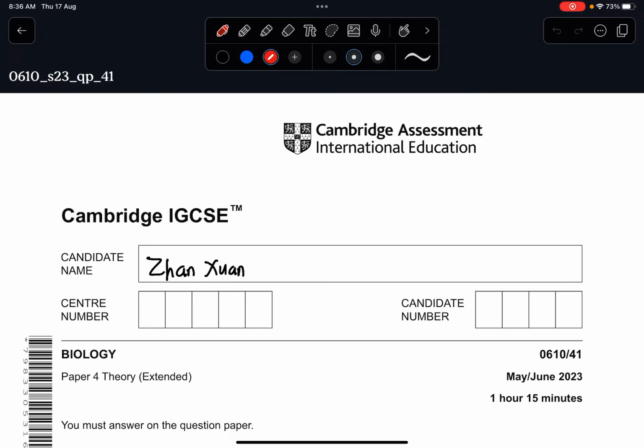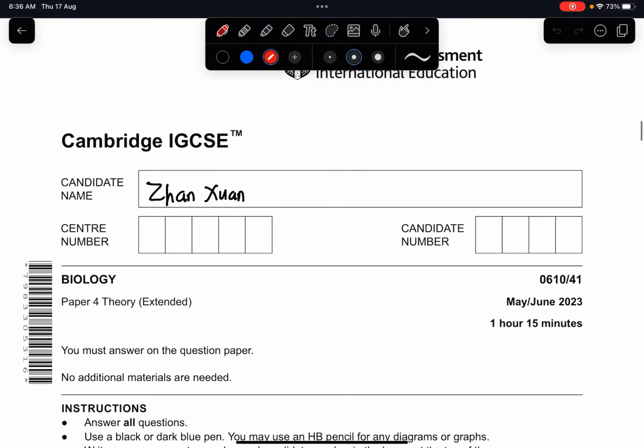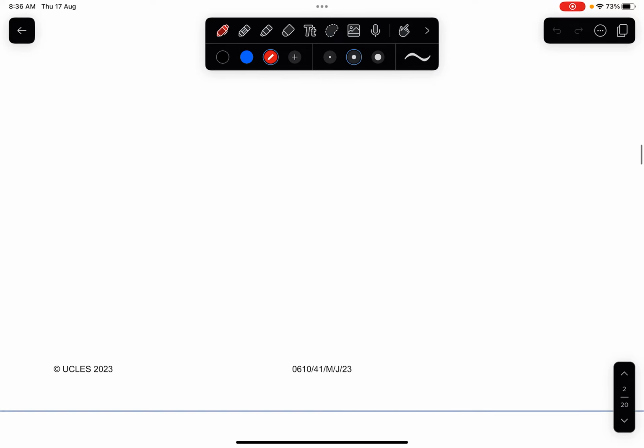So June 2023 is over, and today we have a paper that we can discuss, which is the 0610/41 May-June 2023. This is the Paper 4 theory extended paper. The link of this paper will be in the description below, so make sure you check it out. So let's begin with the first question.